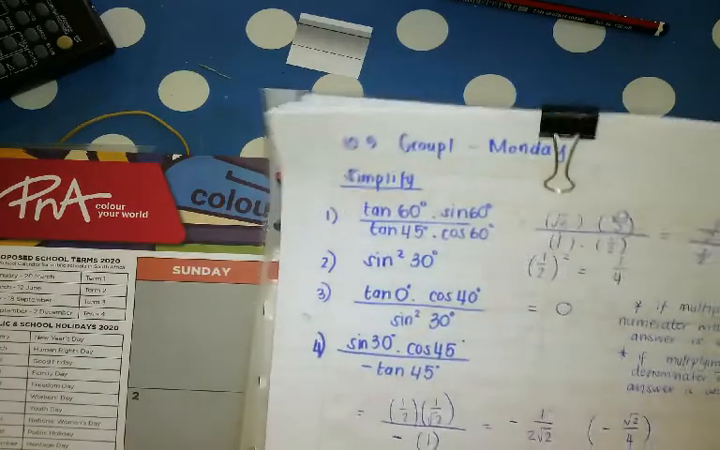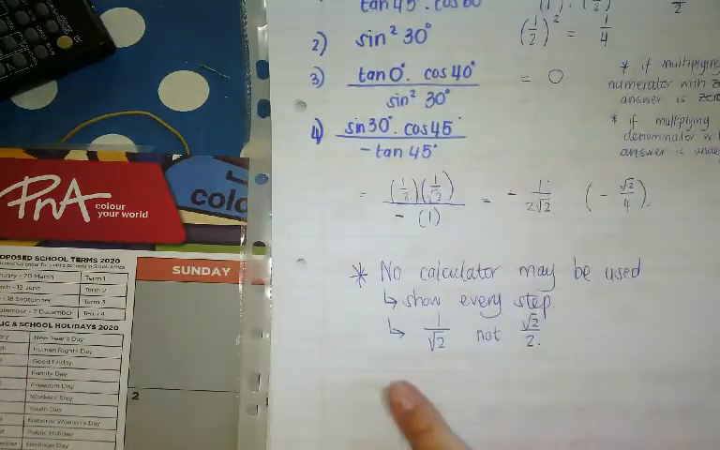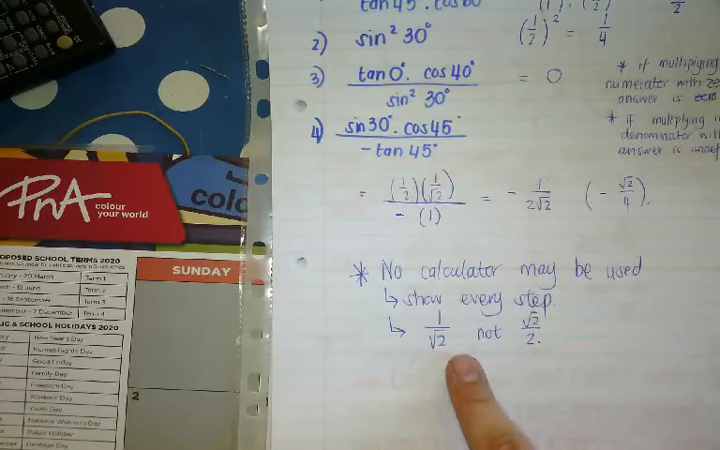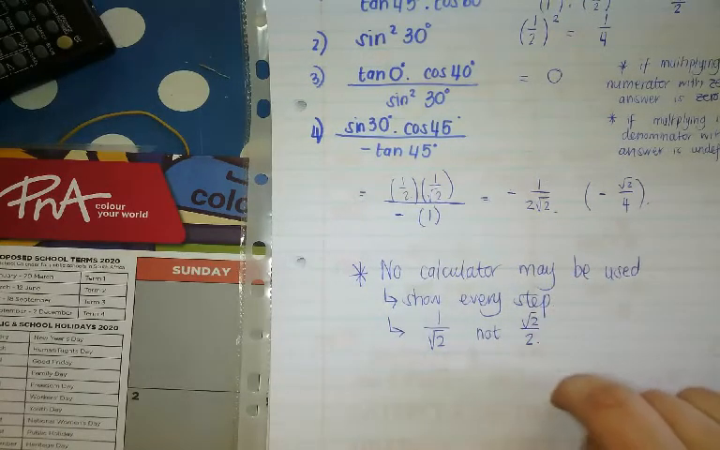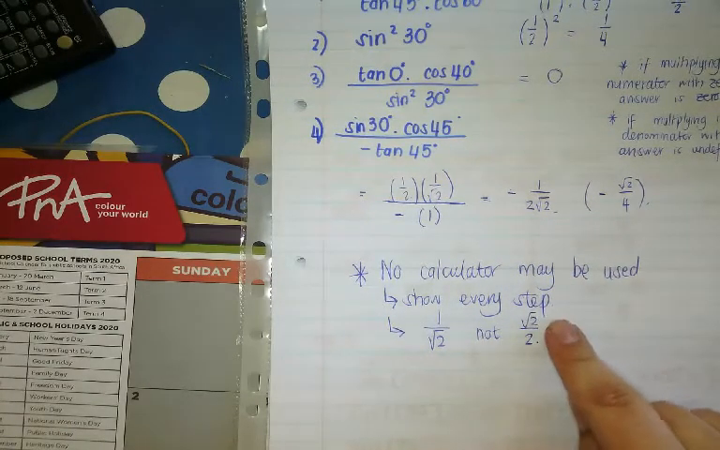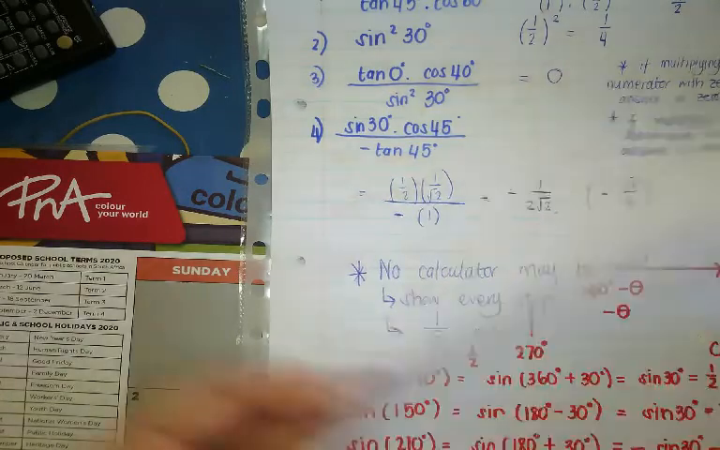So no calculator may be used, and please note, we need to use the 1 over square root 2 and not the square root 2 over 2. That means I can see that it's the calculator.